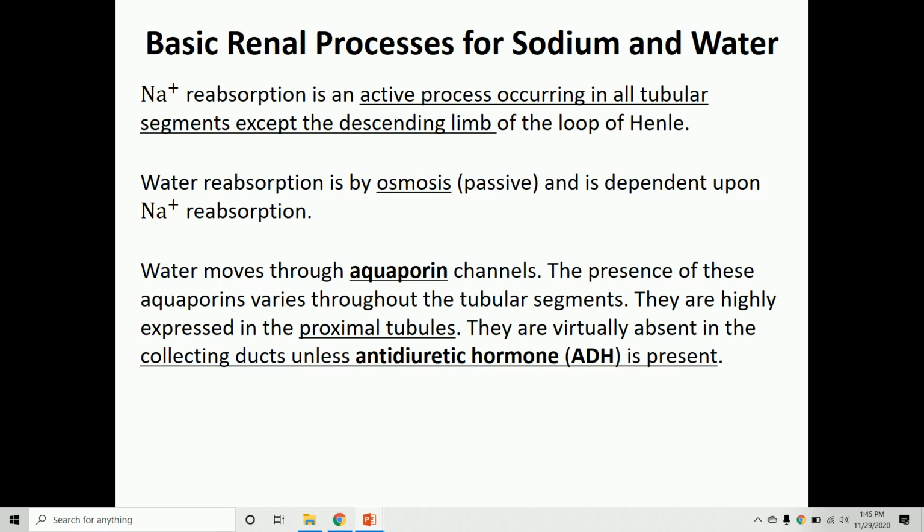Water, though, has to pass through little channels known as aquaporins. These aquaporins are found throughout the whole tubule. There are lots of them on the proximal tubule. The only problem is that the collecting duct usually does not have aquaporins, unless we need to concentrate urine. That means the body will increase the levels of antidiuretic hormone in the plasma, and in the presence of ADH, these aquaporins are going to be expressed, leading to an increase in the osmosis, or the reabsorption, of water. So we'll see how these processes work.